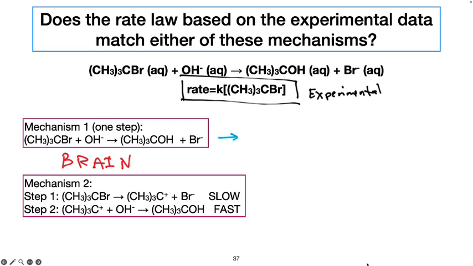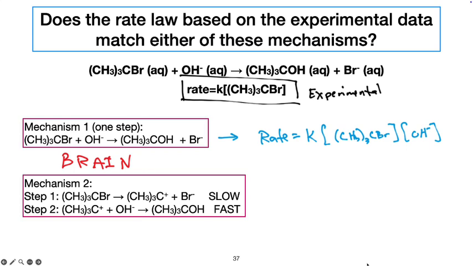What's the rate law for that top experiment? Starts with, kind of accept K. I would say rate first, but K makes sense. K times the concentration of the reactants, CH3,3CBr and hydroxide. Why and hydroxide? It's a reactant.